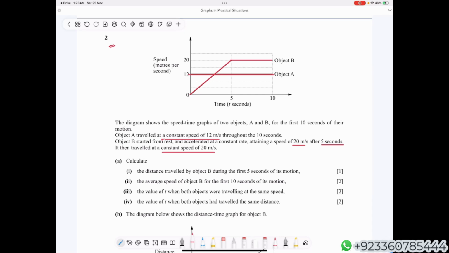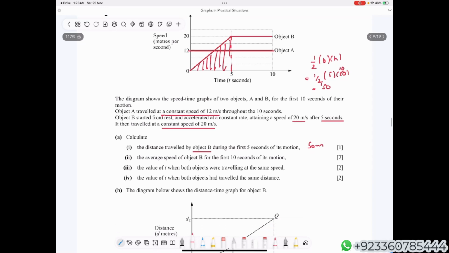First, you want to calculate the distance traveled by object B during the first 5 seconds. That means you want the area under the graph over here. So the area under the graph is going to be the area of the triangle, which is half into base into height, which is going to equal half into 5 into 20. 2 ones are, 2 tens are, so this is going to be 50. So the answer is 50 meters.